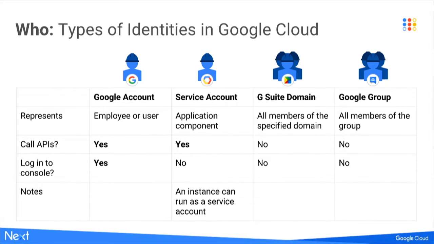The third identity is a G Suite domain. This represents everyone in your G Suite domain and is a way of sharing a resource very broadly. For example, if you wanted to share a particular image with everyone in your organization, you could grant a role to the G Suite domain. And the fourth, and the one we'll be using most commonly for IAM policies, is a Google group. A group can have any of these 4: a Google account, service account, or a G Suite domain, or another group inside of it.